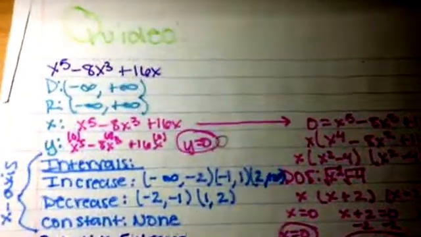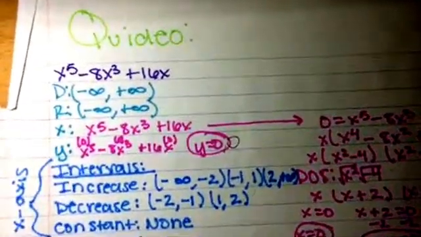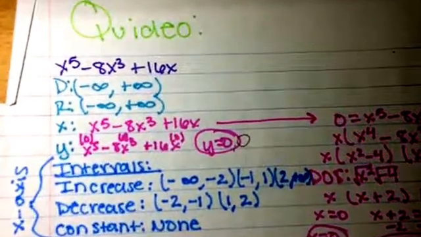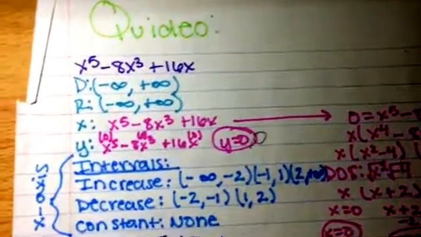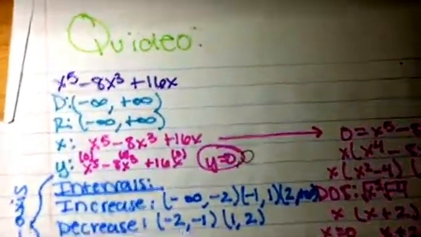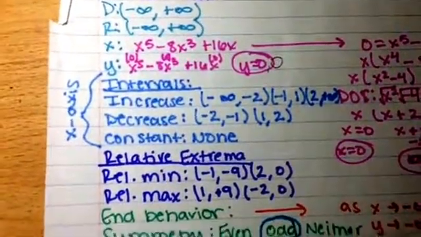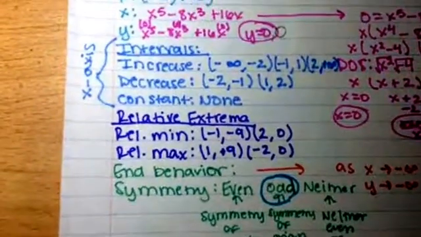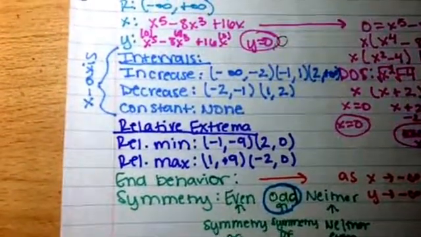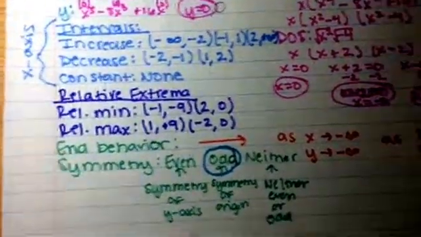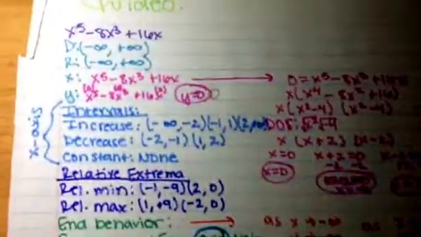Throughout the following video, I will be showing you how to solve the function x to the fifth minus 8x to the third plus 16x. To solve this function, I need to find the domain, the range, the x and y intercepts, the intervals of increase, decrease, and constant, the relative extrema, which include the relative minimum or minimums, relative maximum or maximums, the end behavior and the symmetry, and then I also have a graph.